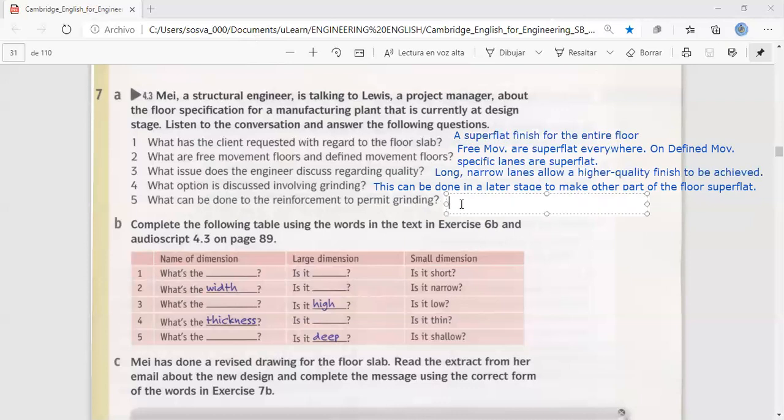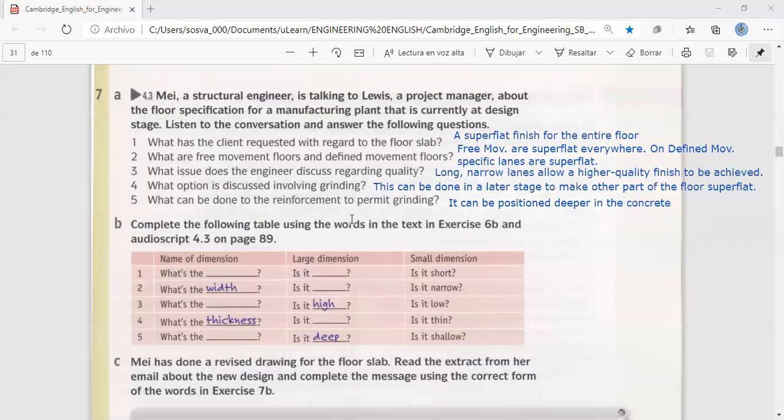And number 5, what can be done to the reinforcement to permit grinding? Grinding, yes. She mentioned the concrete, the reinforcement positioned deeper, no? Deeper, exactly. Yes. So the answer would be that it can be positioned deeper in the concrete. Okay.